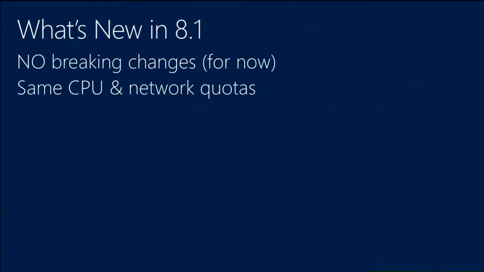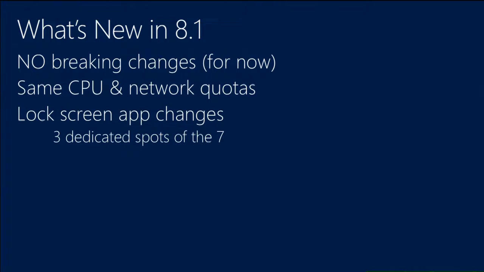You get the same CPU and network quotas. That does not change. You do have a change when it comes to lock screen apps. You still have 7 apps that you can add to your lock screen, but 8.1 presets 3 of those for dedicated apps. You have a mail app, you have a details app, which is allowed to show more information on your lock screen, and then you have a new alarm app. What that means for you is that there are only 4 slots left in lock screen apps, which means that the odds of your app being on the lock screen have dropped. So you do need to take that into consideration if you are building something that needs to be on the lock screen.